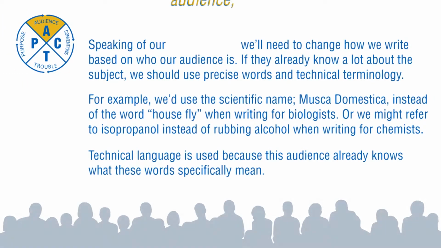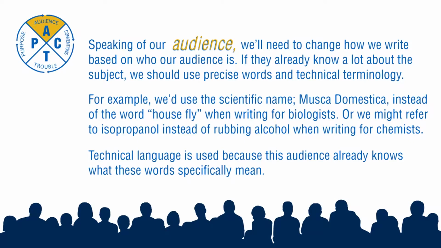Speaking of our audience, we'll need to change how we write based on who our audience is. If they already know a lot about the subject, we should use precise words and technical terminology. For example, we'd use the scientific name Musca domestica instead of the word housefly when writing for biologists. Or we might refer to isopropanol instead of rubbing alcohol when writing for chemists. Technical language is used because this audience already knows what these words specifically mean.